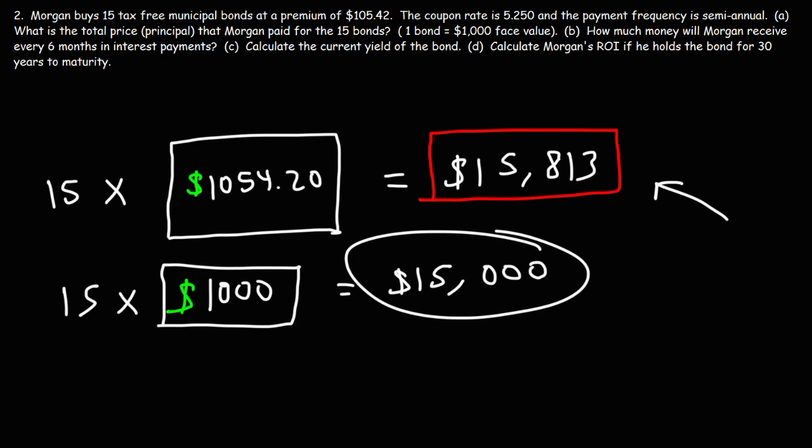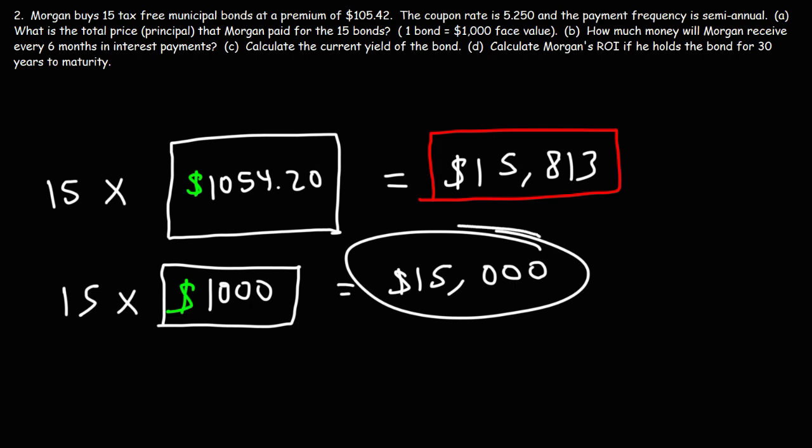And bonds can fluctuate in price. They can be more than what the issuer sold the bond for, or they can be less, depending on what the interest rates are at the time. As interest rates go up, bonds go down in value. And as interest rates go down, bonds go up in value. And so there's an inverse relationship between bonds and the prevailing interest rates. But now let's continue with part B.